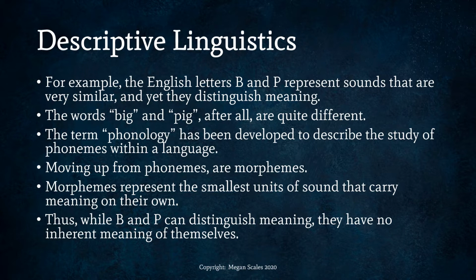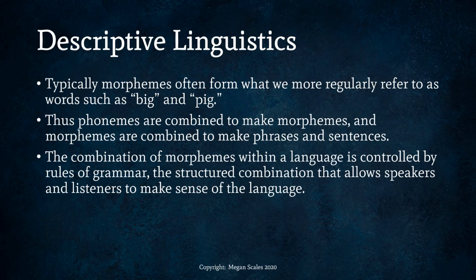Let's move on to morphemes. Morphemes represent the smallest units of sound that carry meaning on their own. So b and p don't necessarily mean anything. They can change meanings when they're added to other sounds, but they have no inherent meaning of themselves. So those are phonemes. But big and pig would be morphemes. Typically, morphemes often form what we more regularly refer to as words, like big and pig. Thus, phonemes are combined to make morphemes, and morphemes are combined to make phrases and sentences.